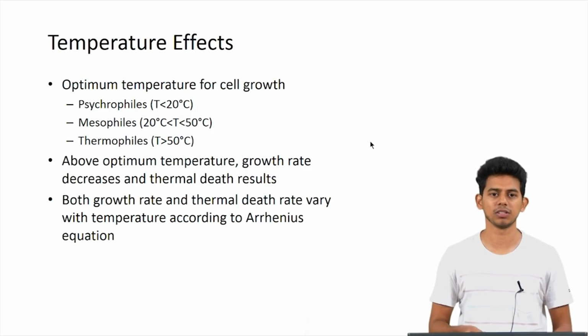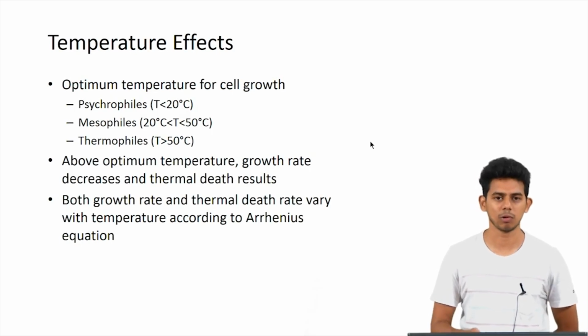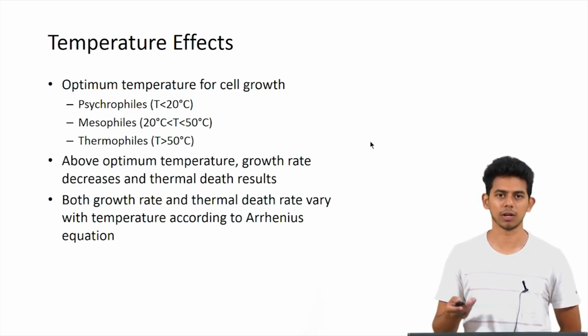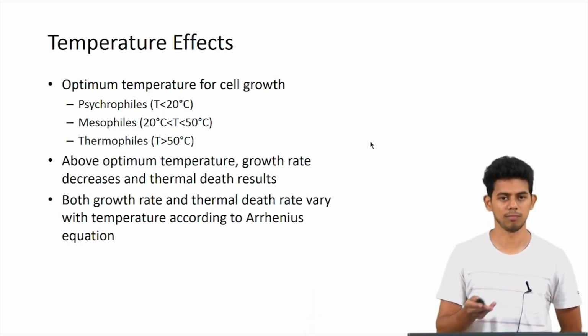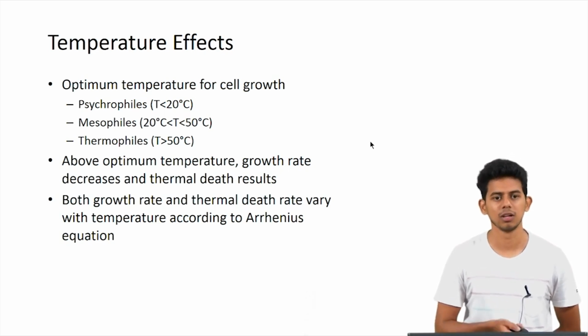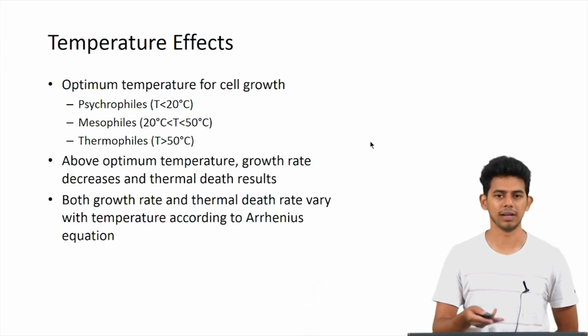So temperature effects. The optimum temperature required by the cells can vary based on the cell type. They are divided into 3 classes based on their required temperature: psychrophiles, which require temperatures below 20 degrees Celsius, mesophiles, which require a temperature range of 20 to 50 degrees Celsius, and thermophiles, which require a high temperature greater than 50 degrees Celsius. Above this optimum temperature, growth rate decreases and thermal death results.